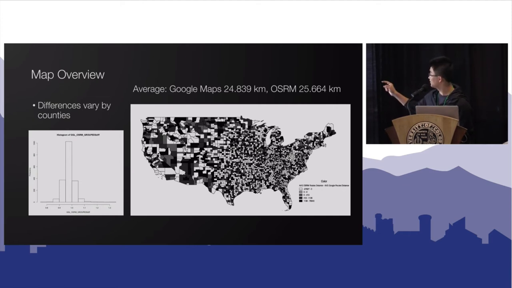The histogram on the left, I'm not sure if you can see the x-axis, it's a bit small. It's a plot of the number of ratios in each interval. The ratio is basically the quotient of Google Maps divided by OSM. The higher the ratio, the longer Google Maps uses for routing, and vice versa. On the right is a US map. Dark area means that Google Maps uses a shorter distance than OSRM, and the lighter area means OSRM uses a shorter distance than Google Maps.